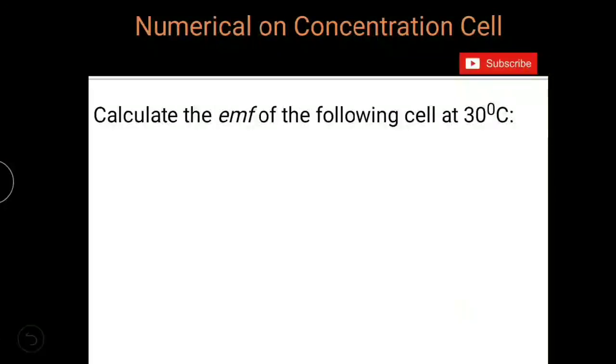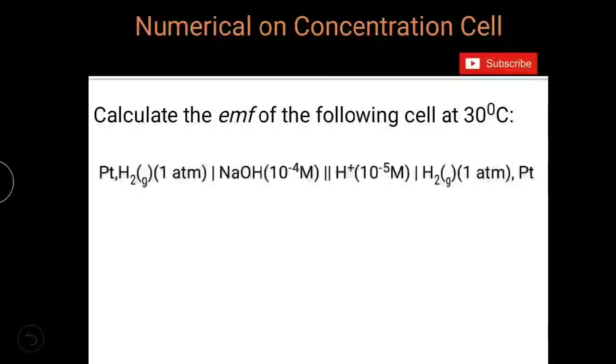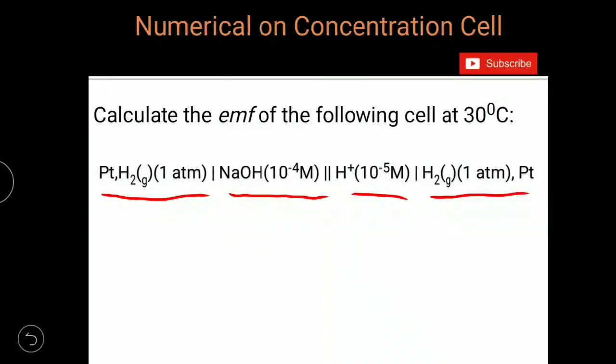Let us see another question. Calculate EMF of the following cell at 30 degrees Celsius, and this is the cell given. Platinum wire surrounded by hydrogen gas at 1 atmosphere pressure is placed in NaOH solution of concentration 10 power minus 4 molar. And another platinum wire surrounded by hydrogen gas at 1 atmosphere pressure is placed in a solution of H plus ions whose concentration is 10 power minus 5 molar.